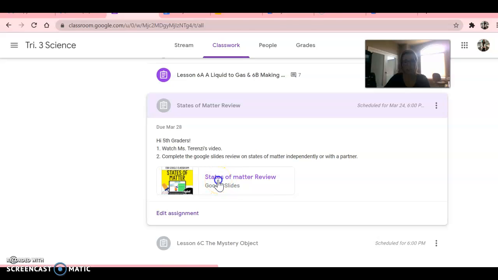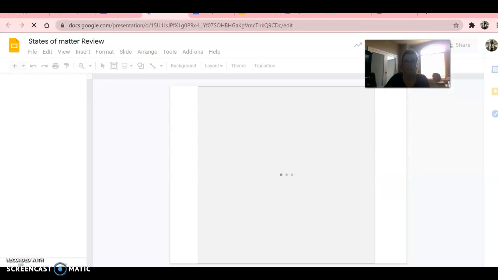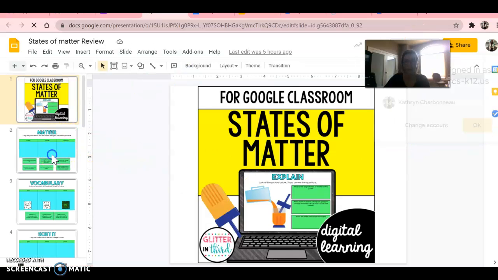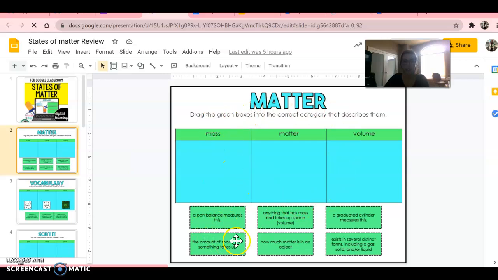What you're going to do is you're going to open up the assignment and you are going to click through the slides, and you will notice that on each slide you will be dragging and dropping. So in this first slide, you'll see that you will have to categorize these bottom boxes into the correct box. So is it going to be mass, matter, or volume? Anything that has mass and takes up space. Well, where's that going to go? Think about where it goes, and then you're going to drag and drop it into the correct place.